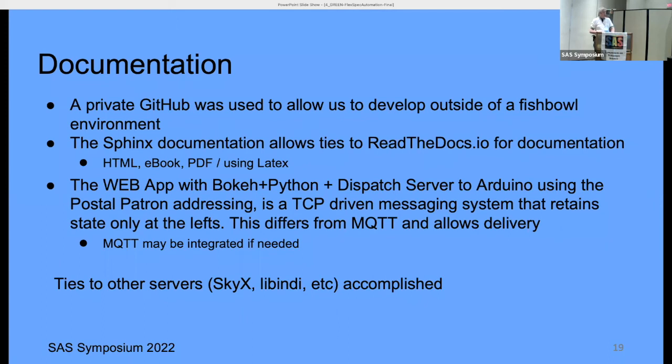We looked at MQTT. I won't go into the details. If you want to know more about why we chose not to do that, you can talk to us during the demo session coming up.